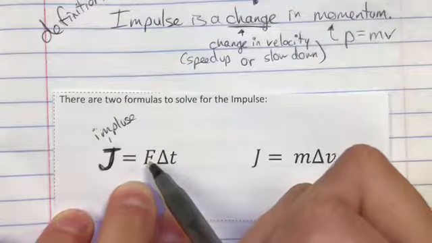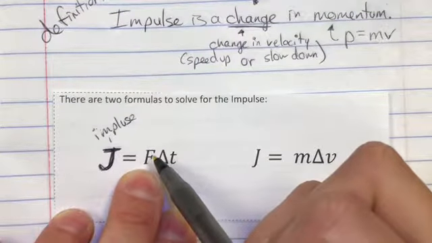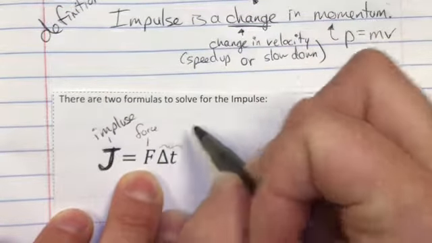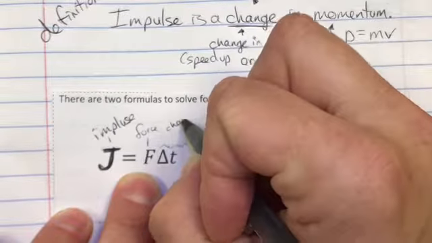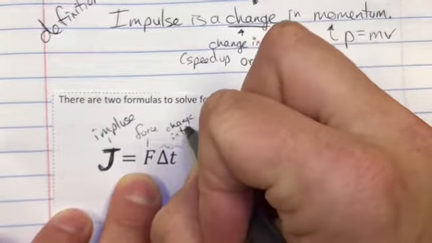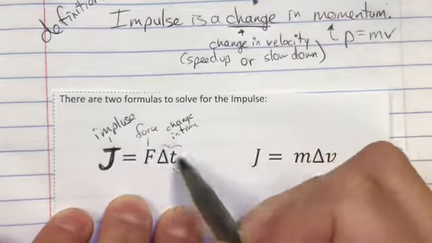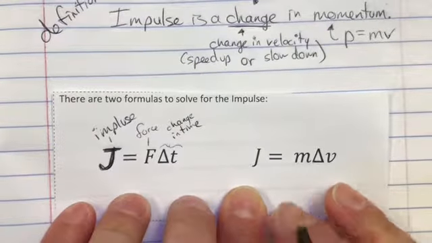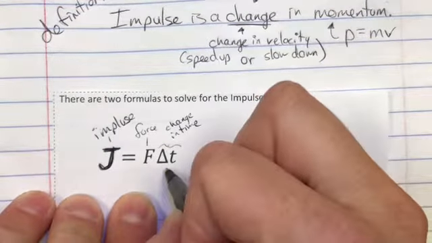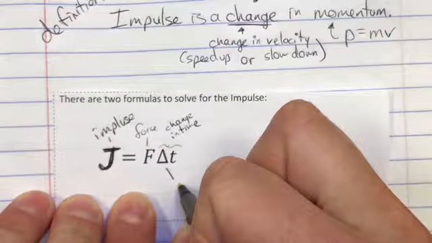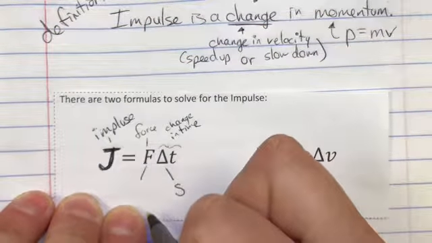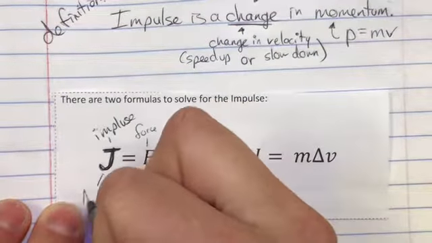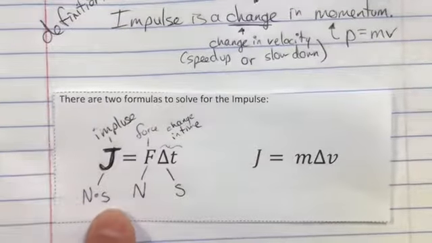All right, in order to get the impulse, I need to take F, what's F stand for? Force. And multiply it by delta T, which is? Change in time. So what that means is we need to multiply the force that was applied and the amount of time it was applied to figure out the impulse. All right, that's one formula. What are units of measure for time? Seconds. Units of measure for force? Newtons. So my units of measure for impulse are newtons times seconds.